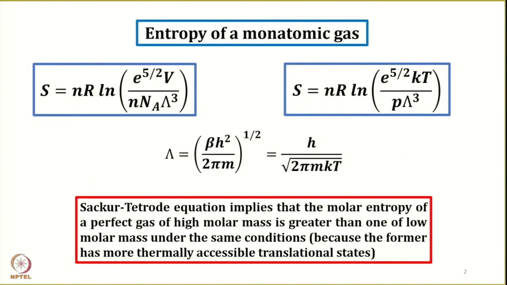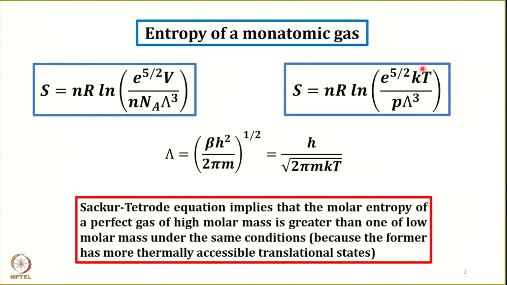In the previous lecture, we talked about the Sackur-Tetrode equation, which is basically an expression for the entropy of a monatomic gas. This equation connects entropy with volume and the thermal wavelength, or entropy with pressure, thermal wavelength and temperature. Of course, temperature is hidden in the thermal wavelength. These two forms of the Sackur-Tetrode equation permit us to evaluate entropy under constant volume, constant pressure, or constant temperature conditions. Depending upon the situation, we can use this equation.